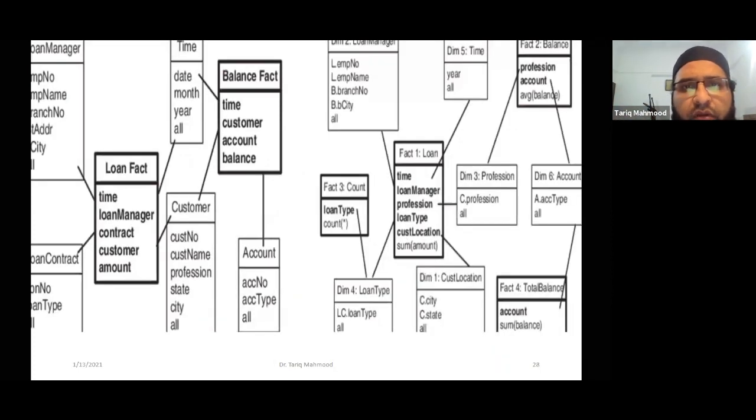So, for example, here is a financial database. What am I doing here? Sorry about that. You need to look at this carefully. Here, this is the balance fact: how much balance is there in my account? I can analyze that across the customers, across the account type, across the customer profession, across the time. How much has my balance been over the last 2 months, what is the average balance, what is the balance for people in these professions, what is the balance in savings versus current accounts, etc.